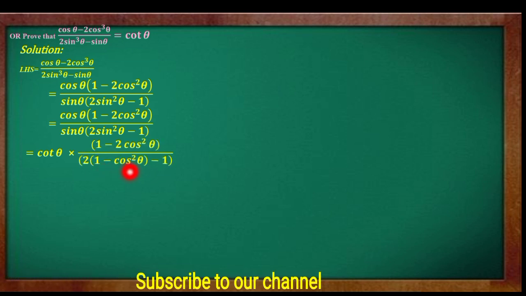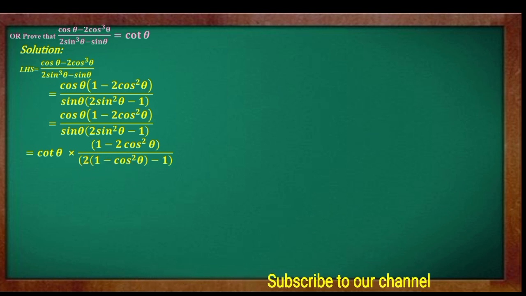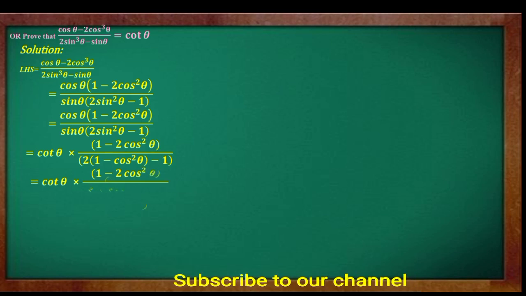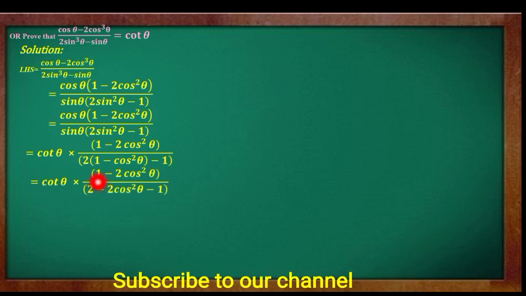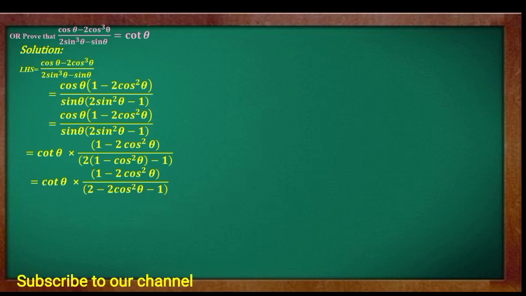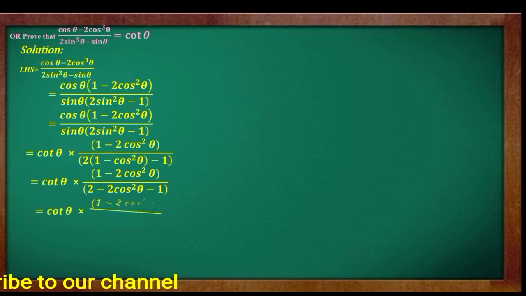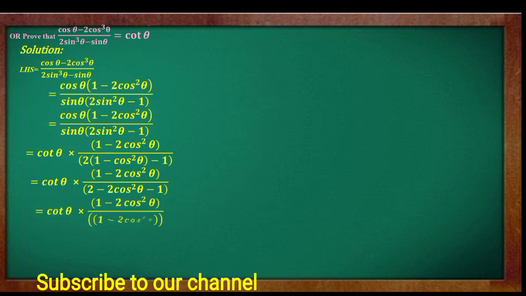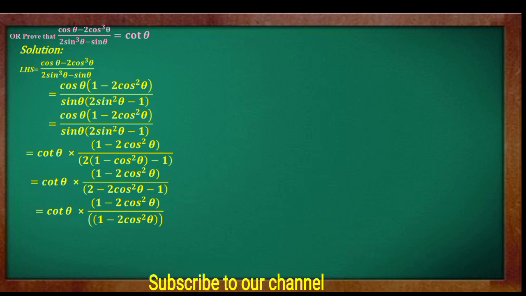1 minus cos square theta, and multiplying this by 2, we get 2 minus 2 cos square theta minus 1. This plus 2 and minus 1 will become plus 1. Therefore, cot theta into 1 minus cos square theta divided by 1 minus 2 cos square theta.